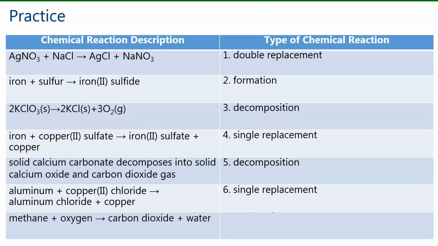Last, we have methane plus oxygen produces carbon dioxide plus water, and this one is combustion. The key things that tell us that this is combustion are we have a hydrocarbon plus oxygen as our reactants, and we have carbon dioxide and water as our products.